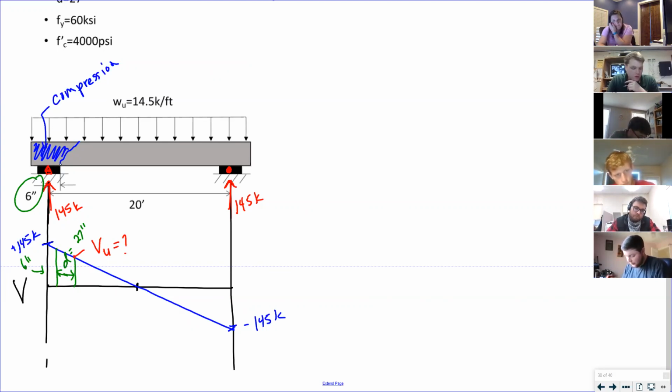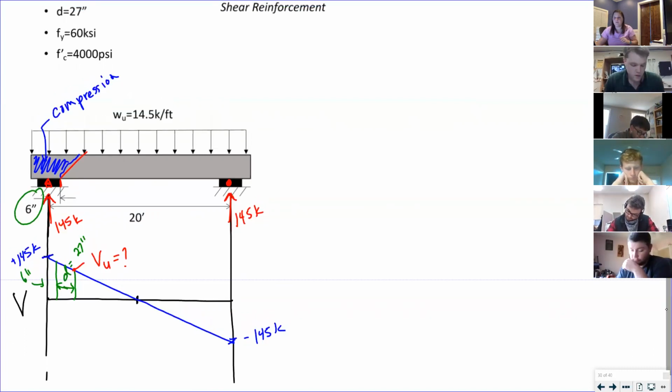Explain that one more time because you lost me after 6 inches in. Okay, 6 inches from the center of the support to the face. And then 27 inches, which is d, from the face to where your actual shear design is. I didn't see that d was given to me. I'm sorry. It's up at the top. It's up at the top.